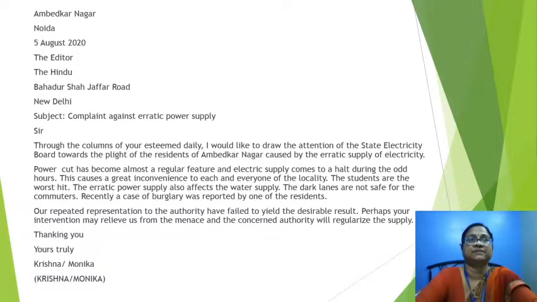Now, what are the golden rules? First, always use a suitable format. Your content should be well organized. Use appropriate language. And remember that the content should be clear so that it can make an effective communication.